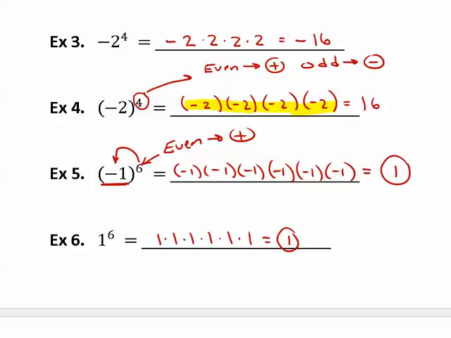All right, so I hope you understand what exponents mean and how they work. They're really shorthand for repeated multiplication of the same number. And most certainly you need to understand the odd-even rule, and it only applies to negative numbers with parentheses around them and the exponents outside of the parentheses, as we saw here in numbers 4 and 5.